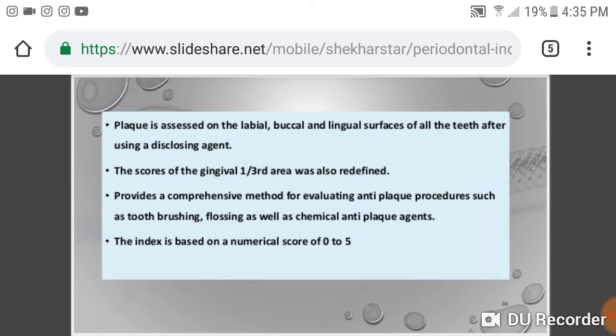Plaque is assessed on the labial, buccal, and lingual surfaces of all the teeth after using a disclosing agent. The scores of the gingival 1/3 area were also redefined. Provides a comprehensive method for evaluating anti-plaque procedures such as toothbrushing, flossing, as well as chemical anti-plaque agents. The index is based on a numerical score of 0 to 5.